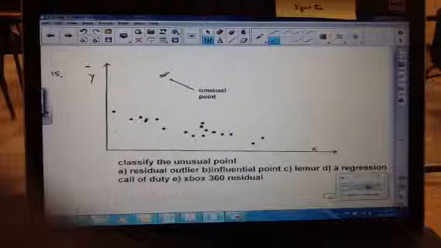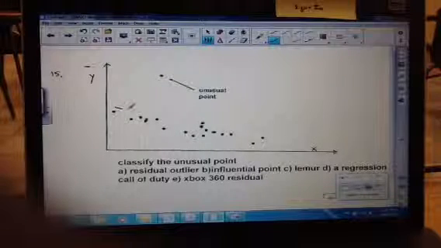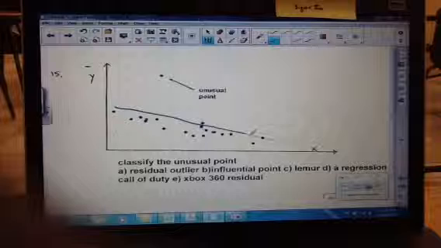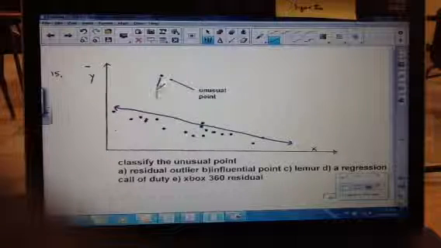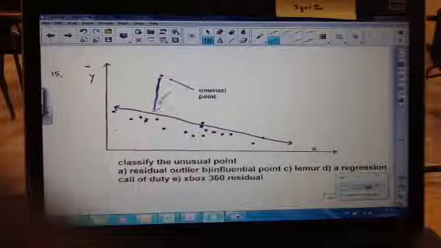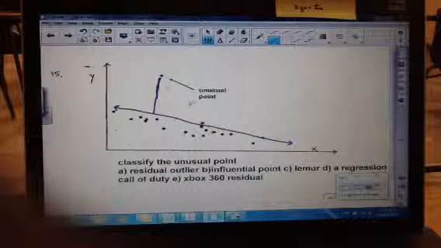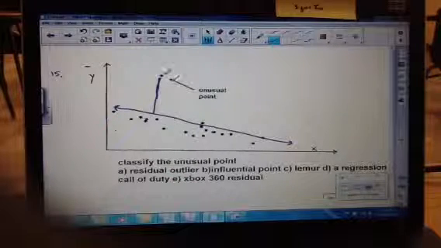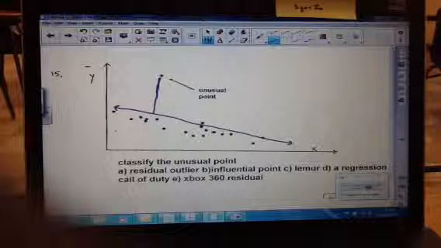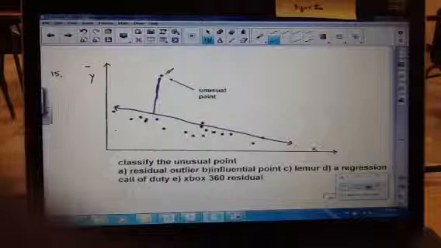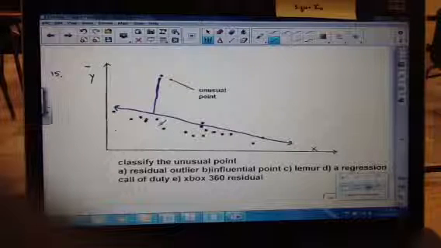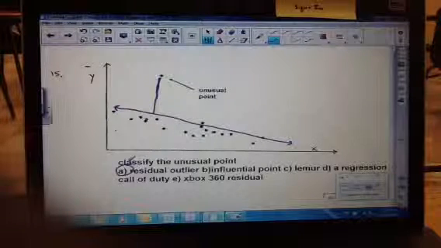This unusual point would most likely be considered a residual outlier. It would not be influential because there's other data values that have the same x value as this point, but it has such a big y value compared to everything else, so we consider this to be residual.